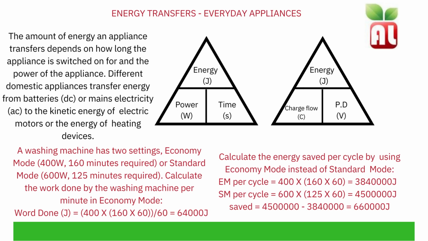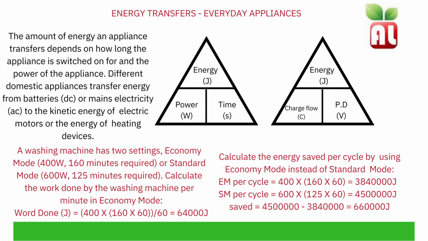An example question: a washing machine has two settings, economy mode at 400 watts and 160 minutes is required, or standard mode at 600 watts and 125 minutes is required. Calculate the work done by the washing machine per minute in economy mode.